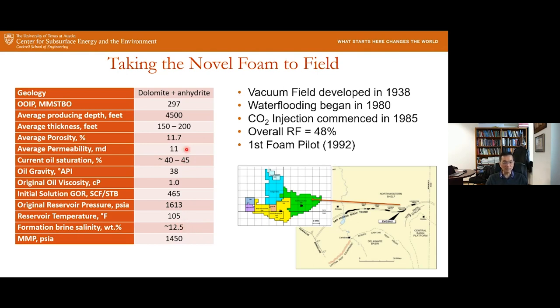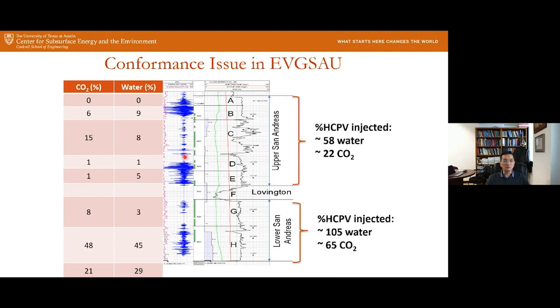And the average permeability is significantly lower than the sandstone reservoir that I showed you in the previous slide. Now, what is the conformance issue for this reservoir? If you look at the vertical IPL, the injection profile log, for the injection well. Again, this is also the five-spot pattern where we implemented the foam injection.